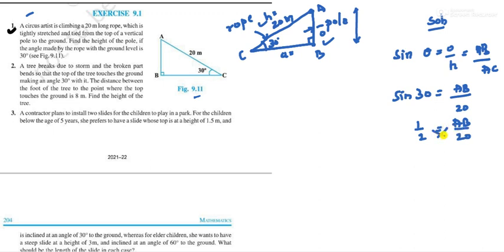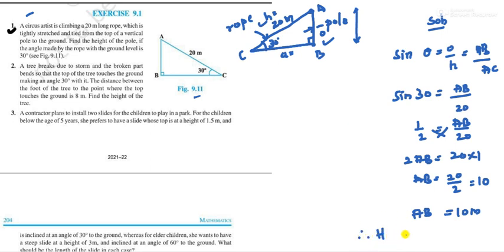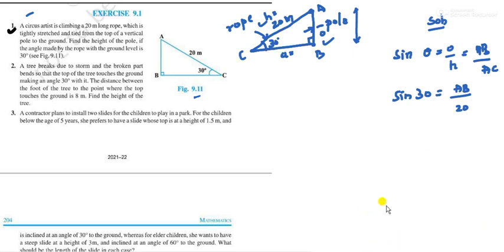Now do the cross multiplication. So AB into 2 is 2AB, equal to 20 into 1. So AB will be equal to 20 divided by 2, which is 10. AB we have taken as the height of the pole, so you can write it here: the height of the pole is 10 meters. You can write it completely.